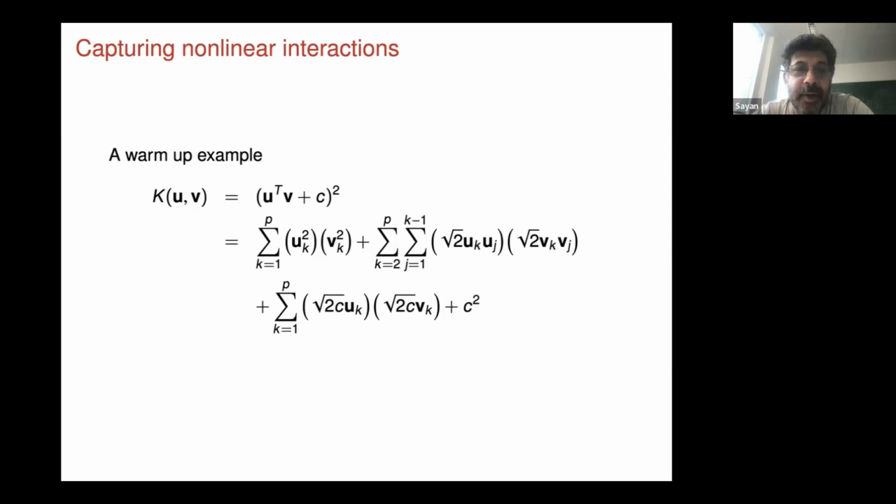Let's say we have a quadratic kernel. So kernel of U comma V, where these are p-dimensional vectors. Let's say they're the genotype at the loci, and it's just (U transpose V plus some offset) squared. Okay, so you can expand this. And if you look at the expansion, there's a linear term, right? That is the square root of 2c U_k times the square root of 2c V_k.